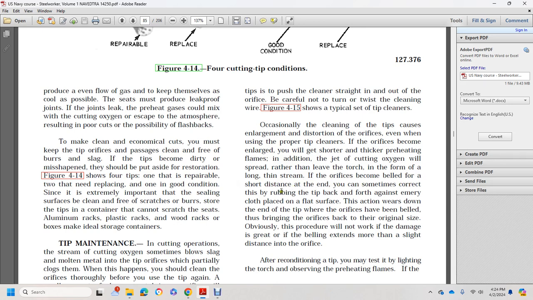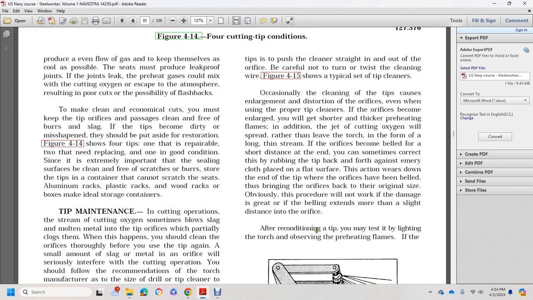You can sometimes correct this by rubbing the tip back and forth against emery cloth. This is done on a flat surface, wearing down the end of the tip wherever the orifice has been belled, thus bringing the orifice back to its original size. Obviously, the procedure will not work with a damaged tip if the belling extends more than a slight distance into the orifice. After reconditioning the tip, you must test it by lighting the torch and observing the preheating flames.